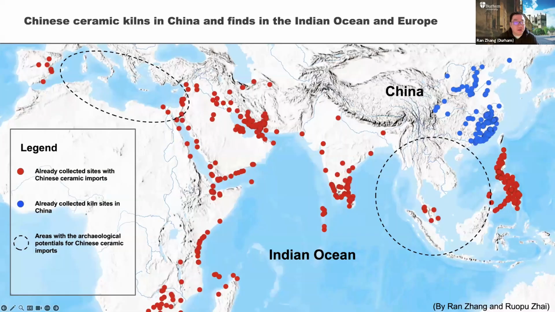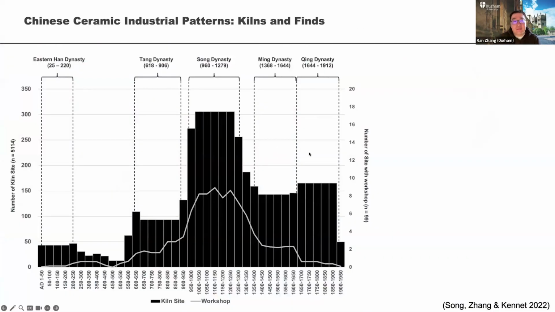So here you can see the right point means the data we collected in the Western Indian Ocean, and they massively show the density of Chinese ceramic finds from the Indian Ocean, especially the Western Indian Ocean. And in terms of the manufacturing and industrial patterns of Chinese ceramics, by the kiln numbers we can see there are different stages of development and then decline. And clearly we can see that Tang China took the first step of massive development.